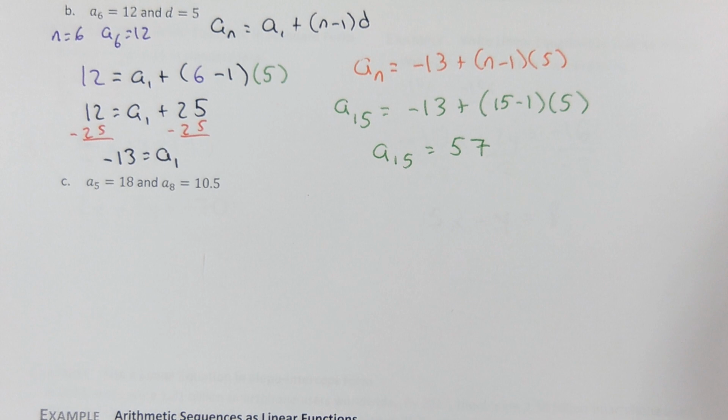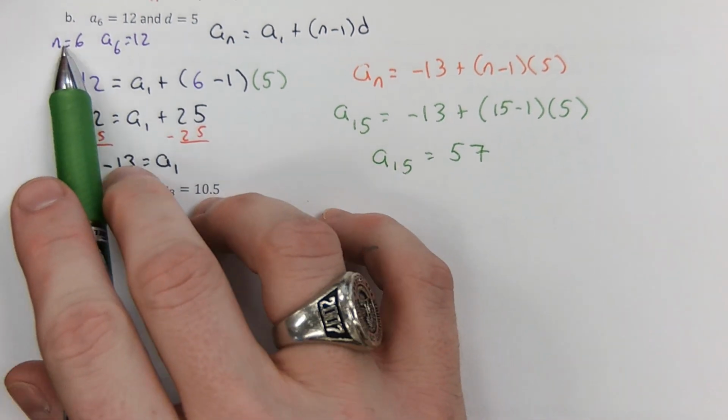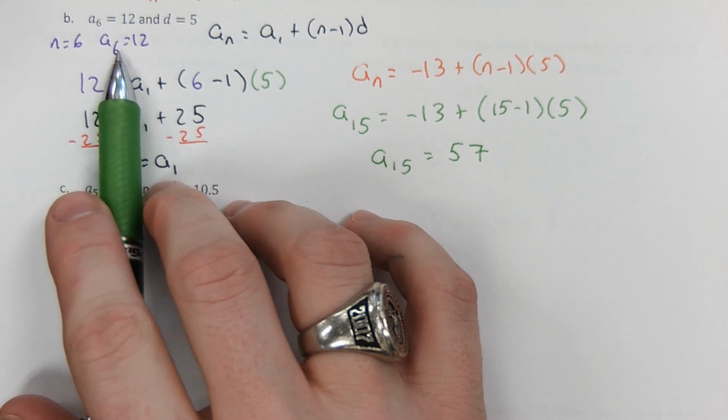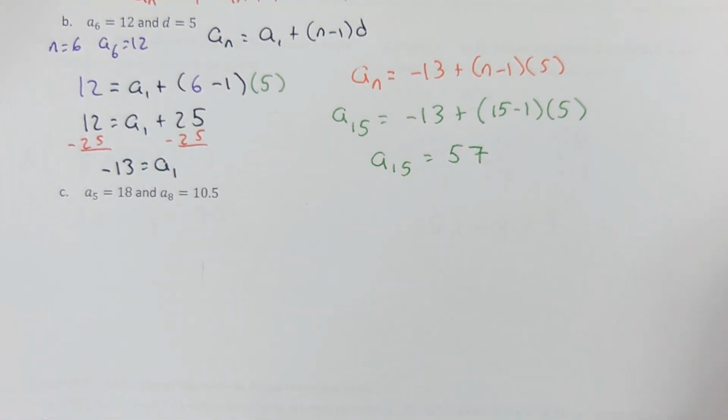So I wrote these questions to start off as easy as possible, and then part B a little bit more challenging than part A. You had to realize that you were given an n and an a sub n. So you had to read it, realize it was an input-output. Part C would be what I would call the most challenging of the three, where I don't give you the common difference, I don't give you the first number. Instead, I give you two random terms. I could have picked any two I wanted from the sequence that I created.